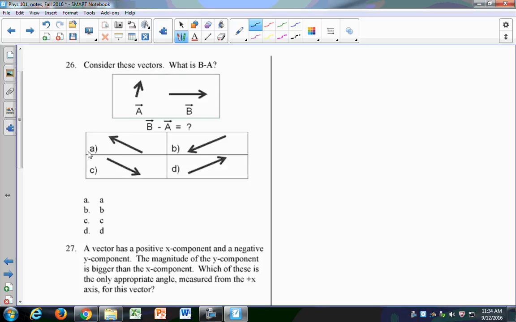There are several mistakes that one can make. Let me do it the correct way first. A in that direction, negative B in that direction, and then the resultant. Oh, it's B minus A, yes. B in this direction, negative A in that direction, and then the resultant will look like this. That is that vector right there.